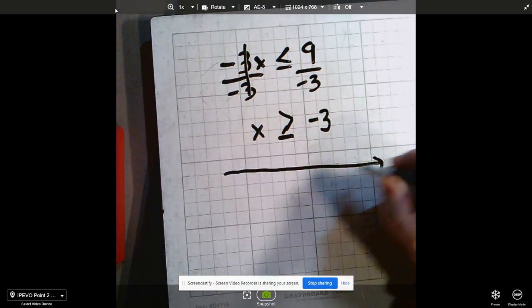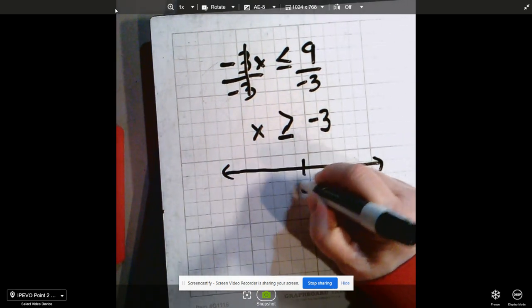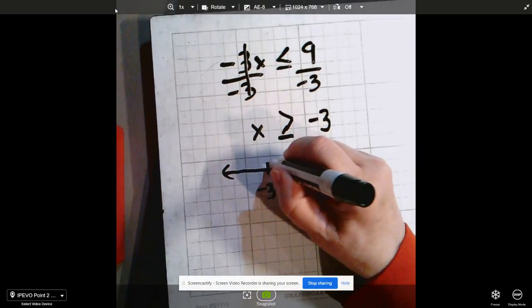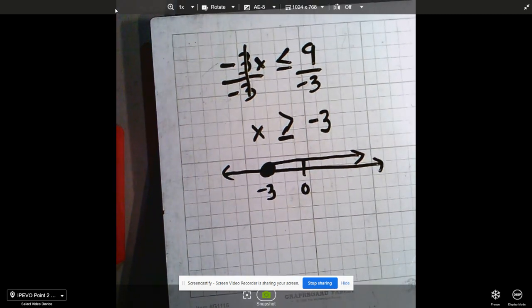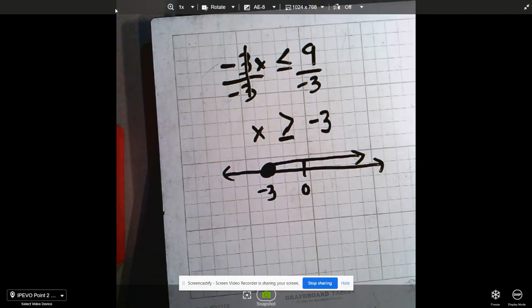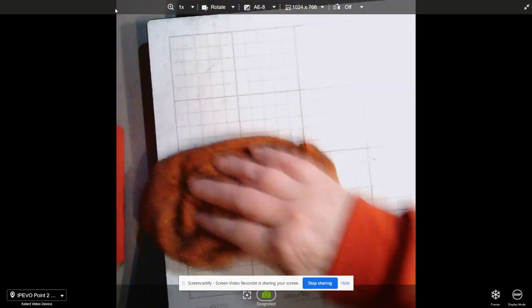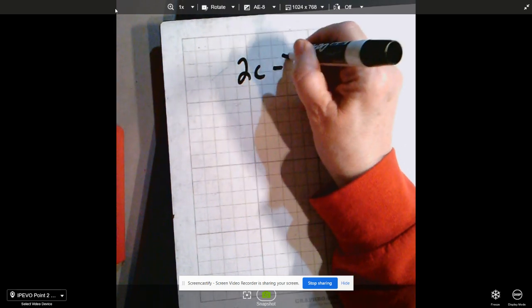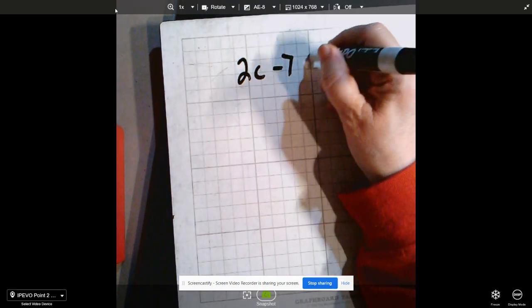If I were to draw this, I'll put 0. Here would be negative 3. It would be to the left of the 0. It's greater than or equal to, so I'm going to have a colored in dot, and all my solutions would be that way. Now let's do one where we have to do a little bit more to the equation. Let's take a look at 2c minus 7 is less than 1.